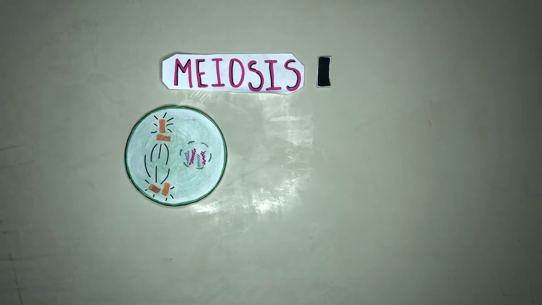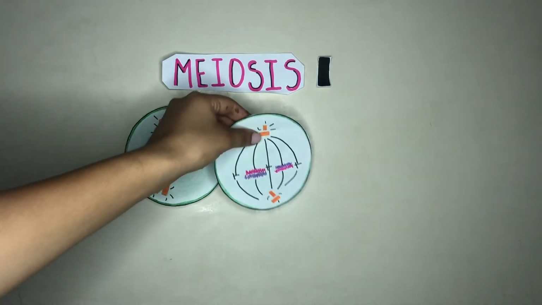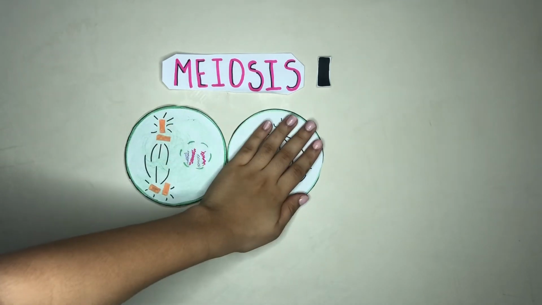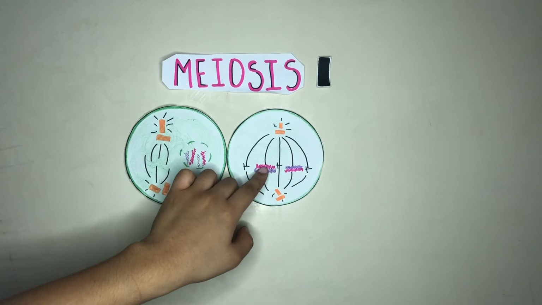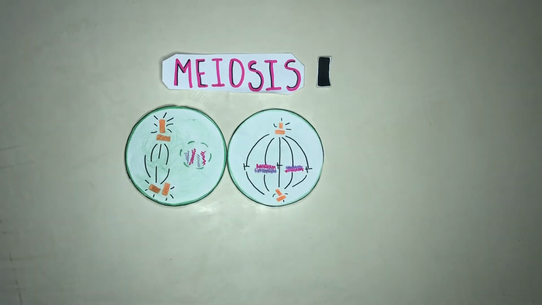Then we have the metaphase 1. This is the metaphase 1. In the metaphase, we can see the homologous pairs line up at the metaphase plate. When the homologous pairs line up at the metaphase plate, the orientation of each pair is random.